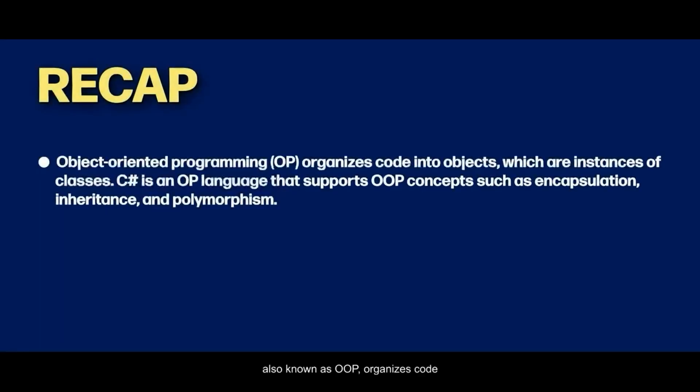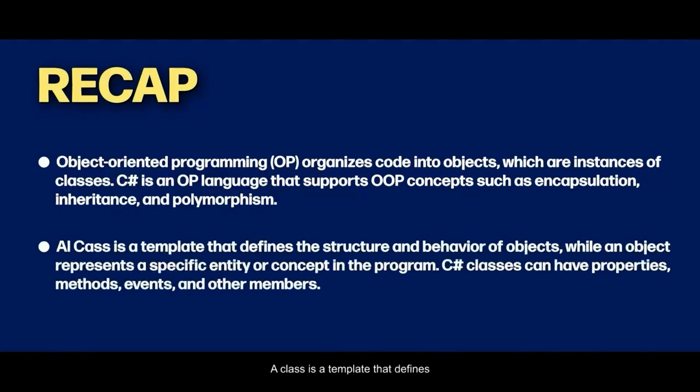Object-oriented programming, also known as OOP, organizes code into objects which are instances of classes. C# is an OOP language that supports OOP concepts such as encapsulation, inheritance, and polymorphism. A class is a template that defines the structure and behavior of objects, while an object represents a specific entity or concept in the program. C# classes have properties, methods, events, and other members.